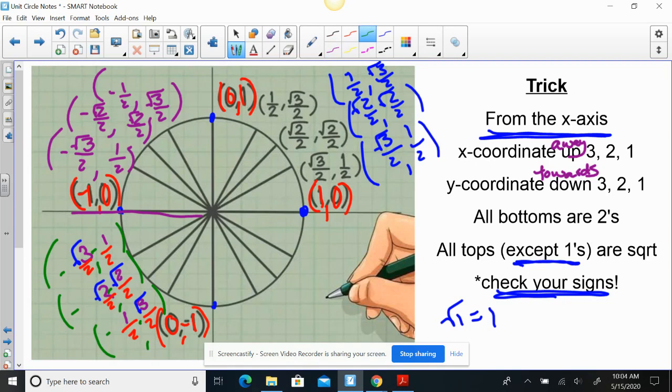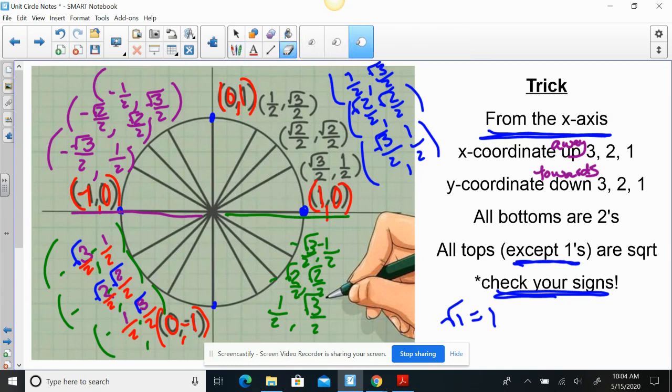Might as well do quadrant 4. So from the x-axis means I'm starting here. I'm going to do my x coordinates 3, 2, 1, then go back for my y coordinates 3, 2, 1. All the bottoms are 2s. All the tops are square roots, unless they're 1 because the square root of 1 is 1. And then since I'm in quadrant 4, silly me, the y is going to be negative. So x is positive, but y is negative. So I have square root of 3 over 2, negative 1/2, square root of 2, rad 2, negative rad 2 over 2, 1/2, negative square root of 3 over 2.